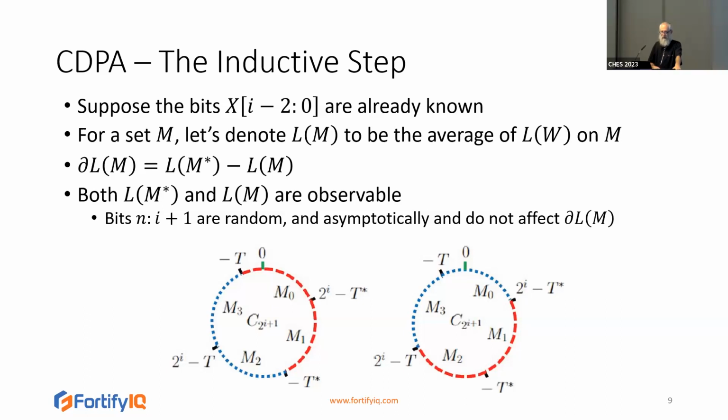In fact, the observed values of L, the Hamming distance, cover not only the i plus 1 least significant bits, but the most significant bits as well. However, these most significant bits are random, and asymptotically they affect the average value of L at sets m and m asterisk in the same way. Their share is equal, and given enough traces, we will know the dL. First of all, we'll find the pair of points at which the sign changes, and we'll be able to tell +1 from -1.